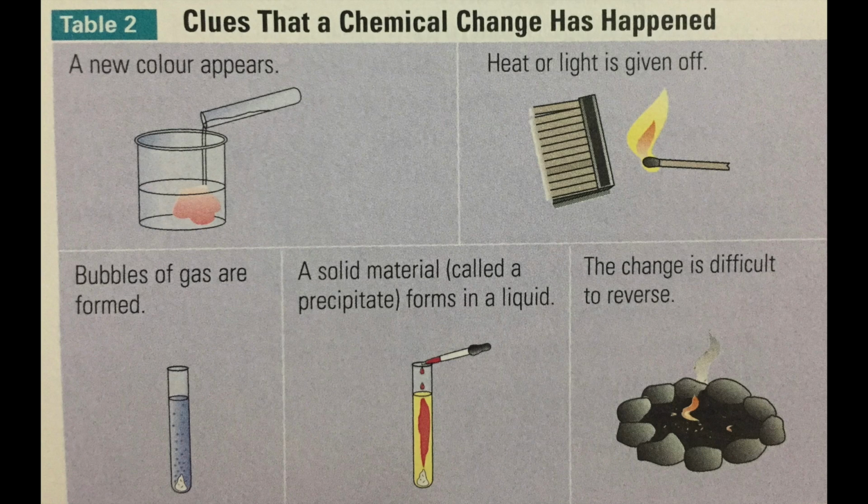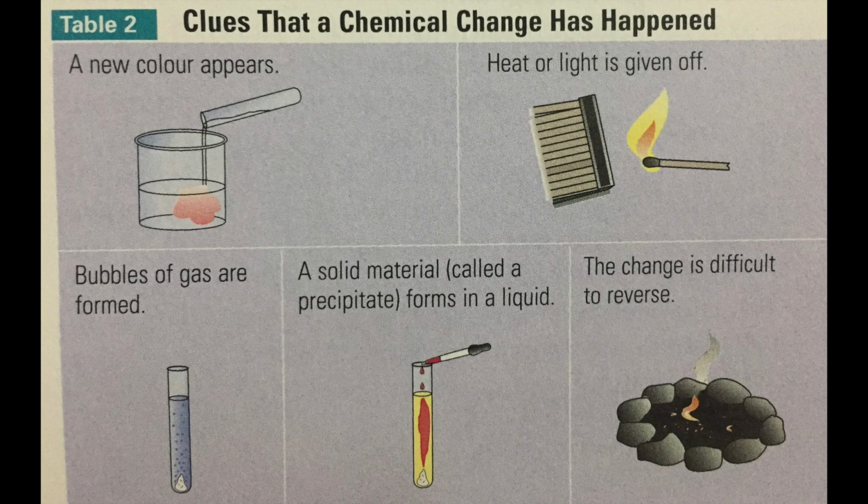Chemical or physical? You can see the chemical change in the wax just by looking at the burning candle. So how can you tell if a chemical change has occurred? The clues listed in Table 2 can help you decide. So here's Table 2. Clues that a chemical change has occurred.